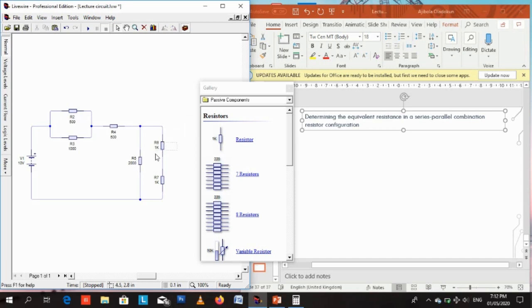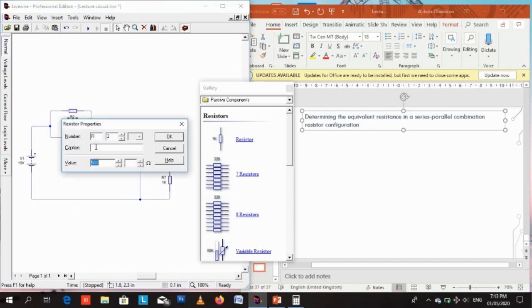R6 and R7 are in series because terminal 2 of R6 is connected to terminal 1 of R7. So both of them are in series. Now R6 and R7 together in series are in parallel with R5.